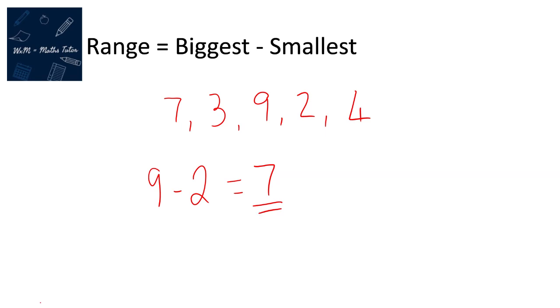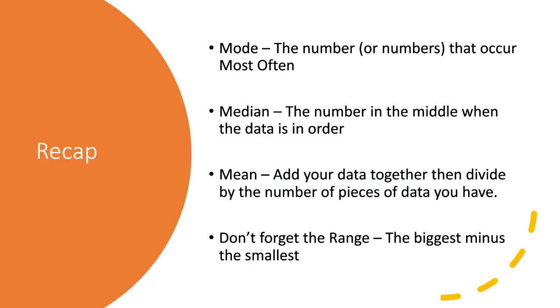So that's just a very brief run through of the different types of averages that we need to be familiar with. Don't forget the mode is the number or numbers that occur most often. The median is the number in the middle when the data is in order, and the mean, you add up all your data and then you divide by the number of pieces of data that you have.